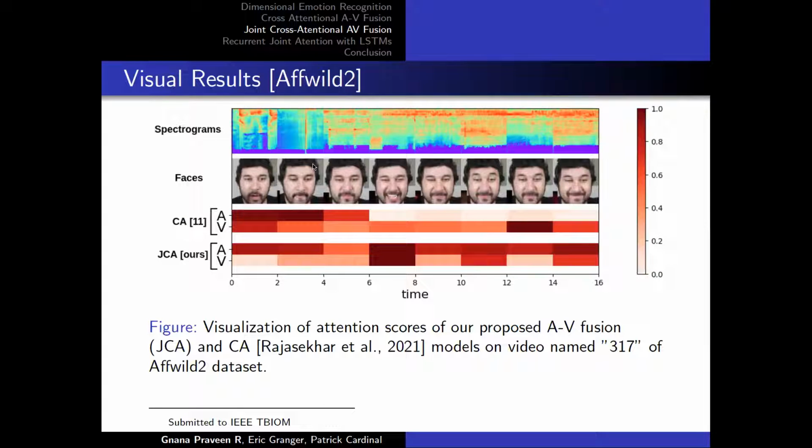Yeah, so these are some of the visual results. As we see here, CA is basically a cross-attentional model, and JCA is a joint cross-attentional model. We have this guy laughing here, and we have more attention weights for this frame. And if you see simple cross-attention, it is not able to capture that one. So the first row is audio attention weights, and this one is visual attention weights. And similarly here also we can see the same trend, that we have a bit more attention weights here.